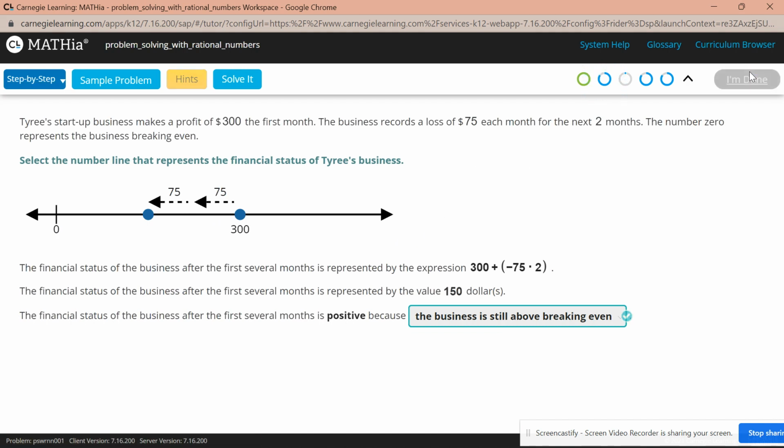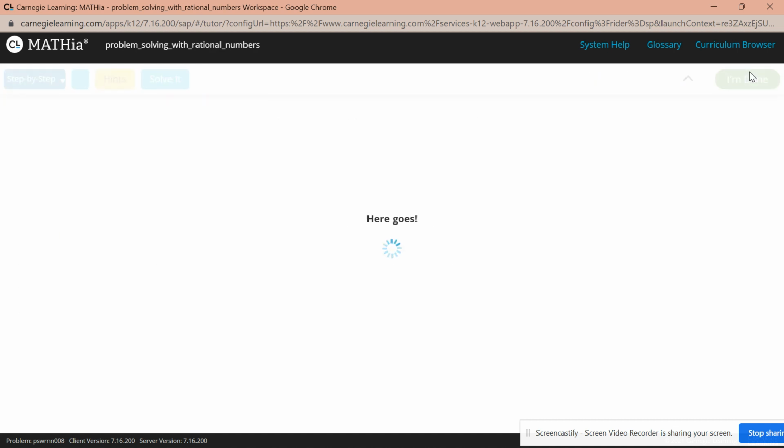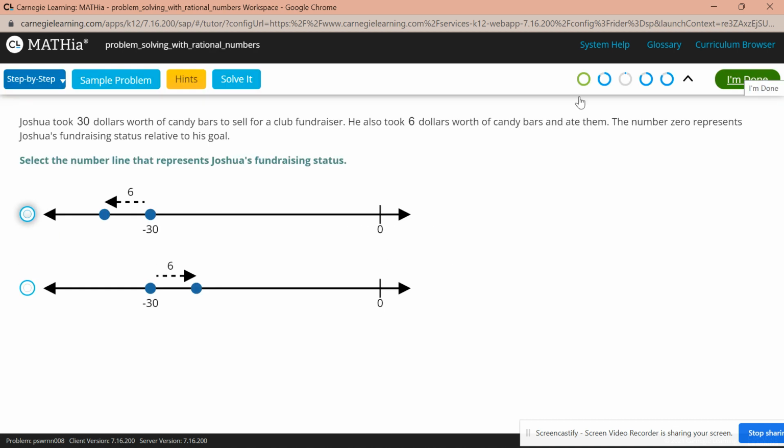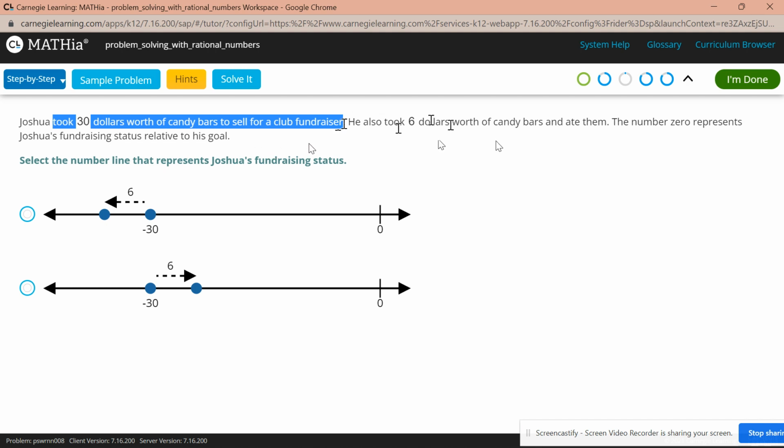Now, the next one, I'm going to go ahead and go through it. And then I hope this is quick, because I don't want this video to be too long. Joshua took $30 worth of candy bars to sell for club fundraisers. He took, that's a negative 30. He also took $6 worth of candy bars and ate them. That is also a negative number. So we have now with Joshua, negative 30 and negative 6.